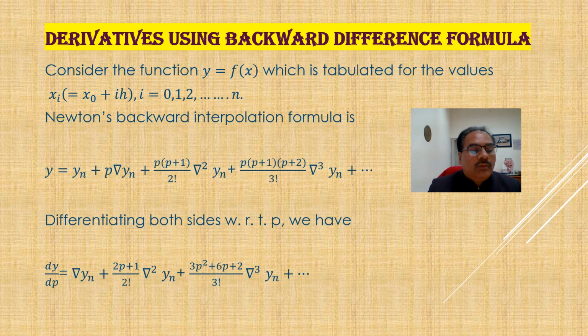So here we may consider the function y equal to f(x), which is tabulated for the values x_i, where i varies from 0, 1, 2, and so on. According to Newton's backward interpolation formula, remember once again, y equals y_n plus p del y_n plus p(p plus 1) by factorial 2 del square y_n and so on. Now you can differentiate very easily, as per the Newton forward interpolation formula, and you will get dy over dp equals del y_n plus (2p plus 1) by factorial 2 del square y_n plus (3p square plus 6p plus 2) divided by factorial 3 del cube y_n and so on.